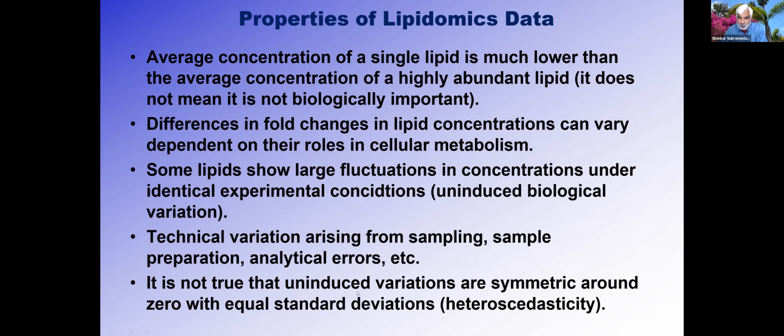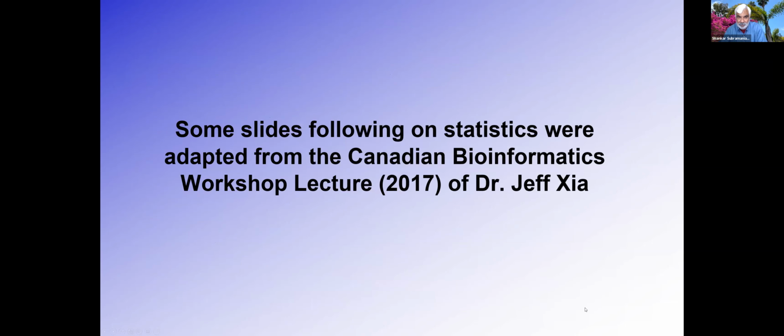It is not true that induced variations, which we talked about, are symmetric around zero or the mean. They really can be asymmetric. They will be more skewed towards highly abundant metabolites as compared to low abundant metabolites. This is called heteroscedasticity, and this is a very important area. We won't go into great details about this.